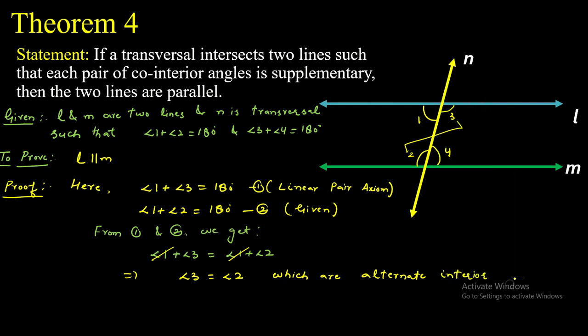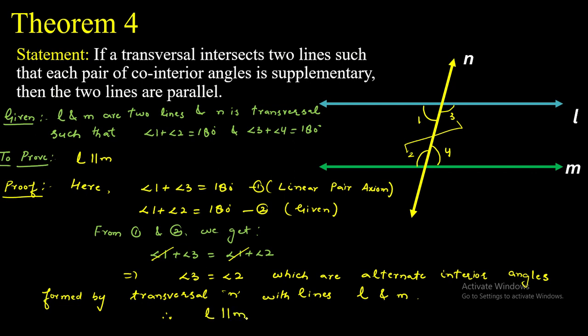And we read in one of our previous statements, if a transversal intersects two lines and if alternate interior angles are equal, then the lines are parallel. These are alternate interior angles formed by transversal N with lines L and M. Thus we can say line L is parallel to M. Hence, proved. Thus we proved that if a transversal intersects two lines such that each pair of co-interior angles are supplementary, then the two lines are parallel.